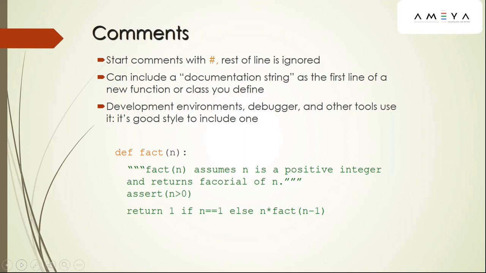Here you see there is a function called fact. There is a single argument called n. I'm using the comment: fact n assumes n is a positive integer and returns factorial of n. I'm using the multi-line comment in the function. So actually this line does not compile. It is just like a label. After that, the remaining things are done. So for this situation, we use comments.